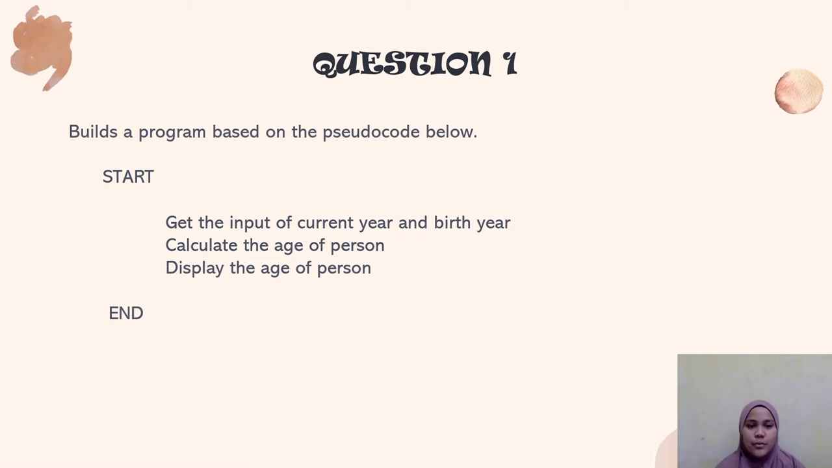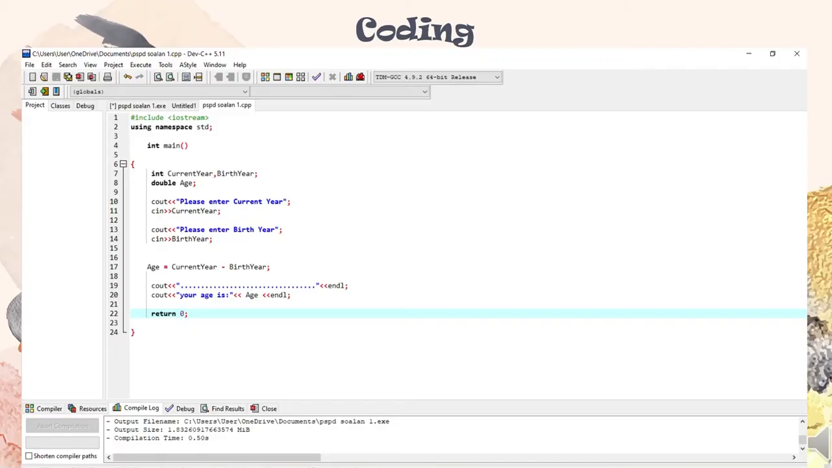Question 1. Build a program based on the pseudocode below. Start. Get the input of current year and birth year. Calculate the age of person. Display the age of person. And the answer for question 1.